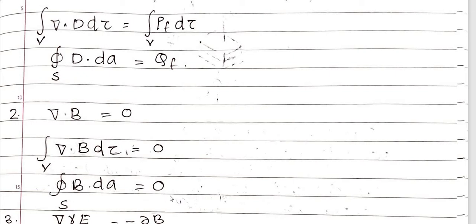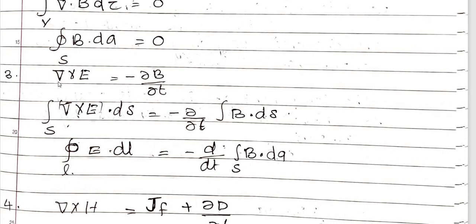This is the integral form of the del dot B is equal to 0 equation, that is, no magnetic poles or monopoles exist. This is the second equation of Maxwell's equations in electrodynamics: closed integral B dot dA is equal to 0.